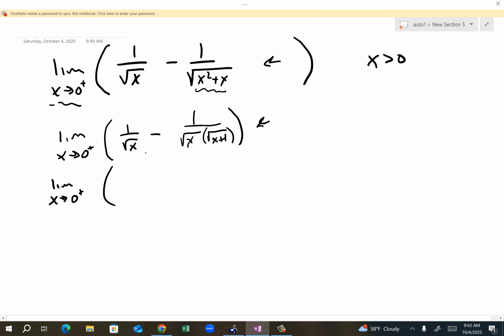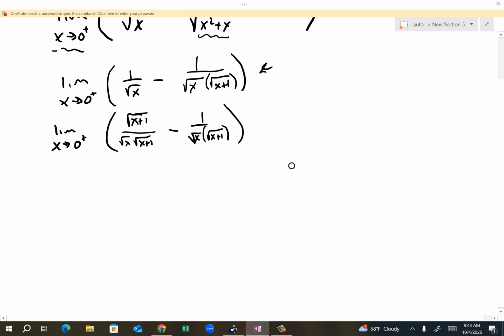Now, back in the day, as the kids would say, maybe we want to add these guys together. Yes, maybe we want a common denominator. So this one's going to be the square root of x plus 1 over the square root of x plus 1, minus 1 over the square root of x, square root of x plus 1. And you're like, I don't know, Groom, that looks gross and disgusting. Well, yeah, I don't disagree.